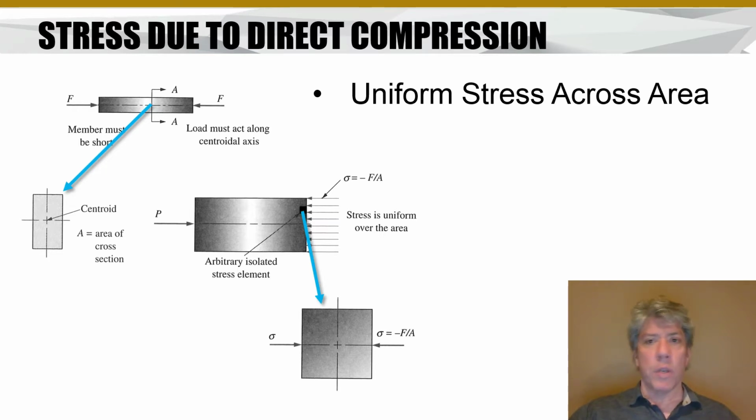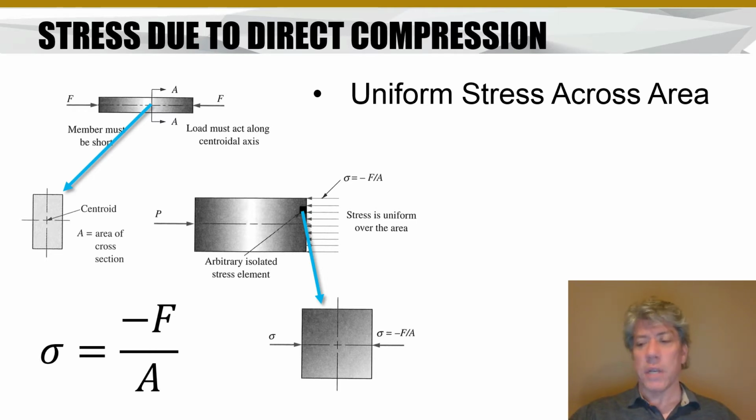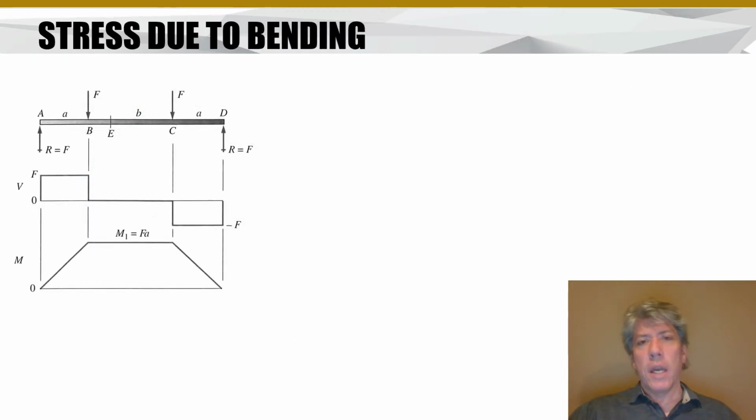So again, we're assuming uniform stress across the entire area. Again, the only difference being that now we've got a negative sign for our stress instead of a positive sign, indicating compressive stress instead of tensile stress. Now what about for bending?